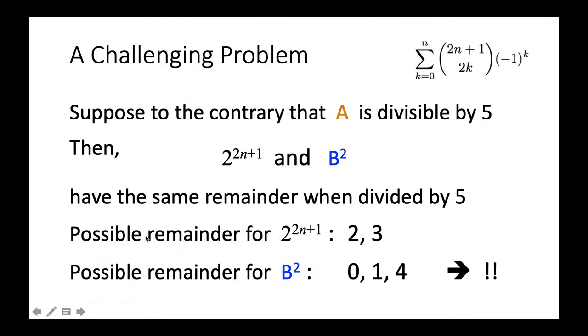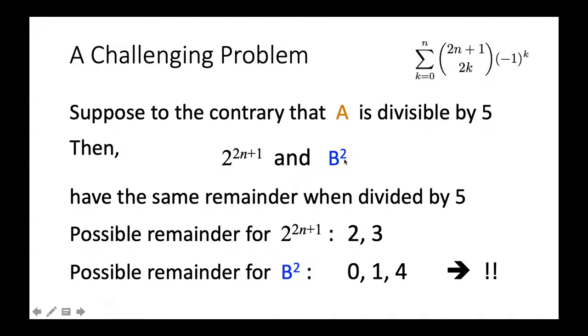Let us take a closer look at the possible remainders for 2 to the power 2n plus 1. Now, when n is equal to 0, it is just 2. And after that, it is 8. 8, if it is divided by 5, the remainder is 3. And after that, we multiply by 4 again. So when n is equal to 2, it's going to be 2 to the power 5, which is equal to 32. We'll get back to 2. And when n increases, you get 3. So the possible remainder for this number is either 2 or 3: 2, 3, 2, 3, and so on.